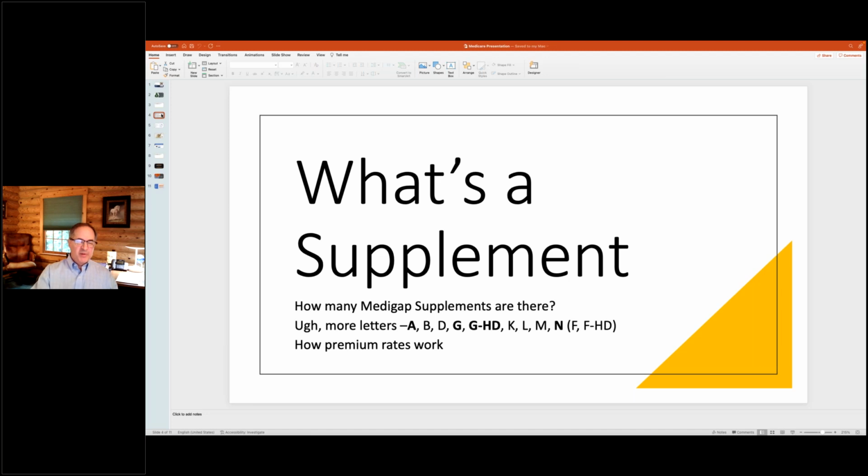Whether you've identified you want plan N, great. Now, who's got the best deal? Who's got the best rate? Because it's not about the coverage, it's about the price. Now, here's another big thing that most people don't understand about Medicare.